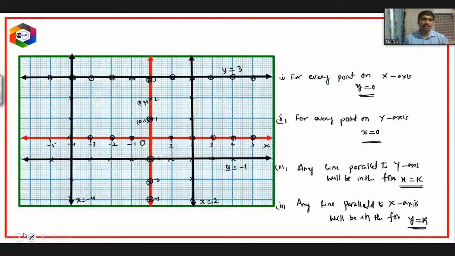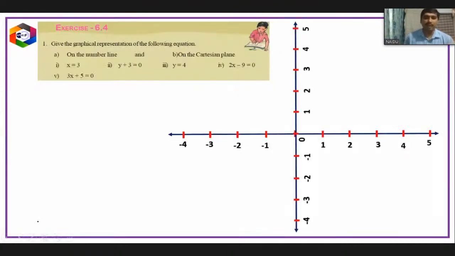So I think it is clear. Now children, we will move to the exercise problems. Actually the last exercise here is the children. Let us observe. Give the graphical representation of the following equations. There are 5 equations which are given on the number line and on the Cartesian plane. Here 2 ways it is asked, on the number line and on the Cartesian.